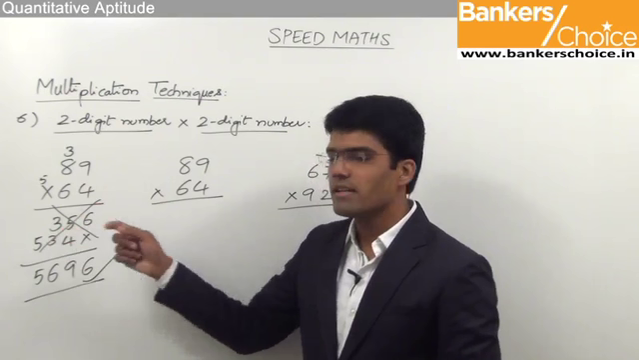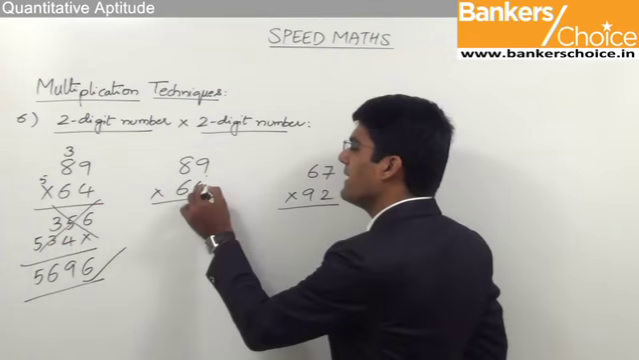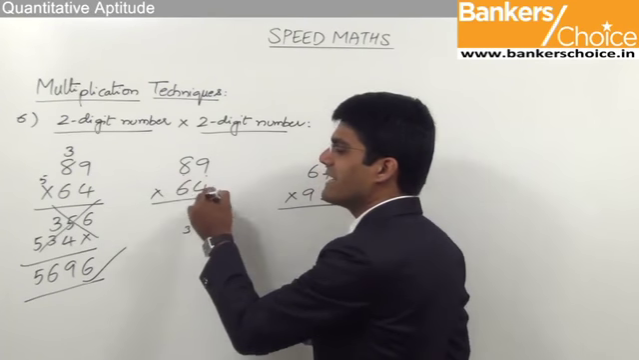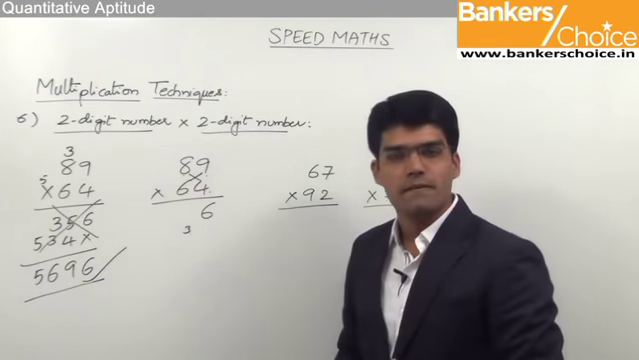As I've mentioned, the first step here is to multiply the units places. That is 9 into 4. 9 into 4 is 36. So we take 6 in the answer and 3 gets carried forward. The second step here is cross multiplication of units places and tens places. That means 8 should be multiplied with 4 and 6 has to be multiplied with 9, and their sum has to be obtained. So 8 into 4 is 32 and 6 into 9 is 54.